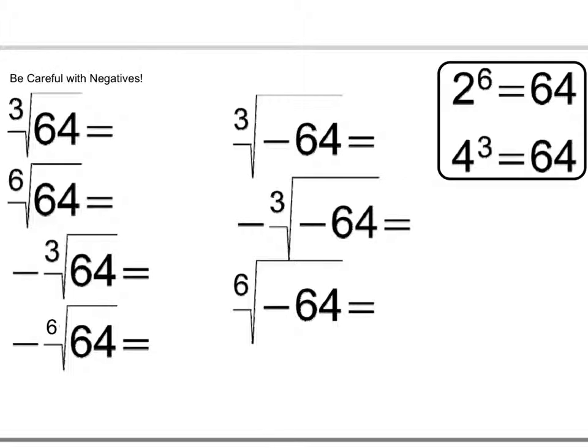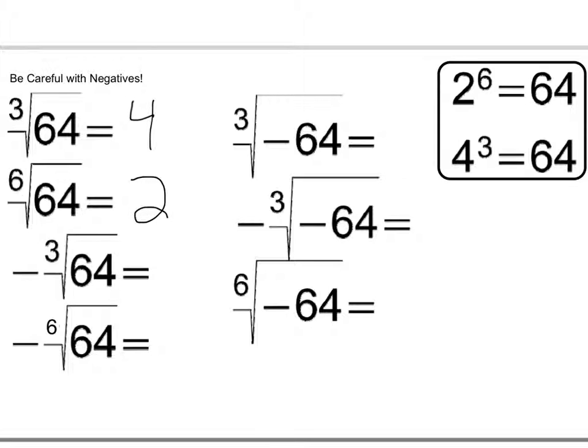Using that information, these first two radicals are very easy to evaluate. The cube root, or the third root of 64, is the number times itself 3 times that equals 64. Based on my given information, that has to be 4. Similarly, the sixth root of 64 is the number times itself 6 times that equals 64, which again, from my given information, is shown to be 2.